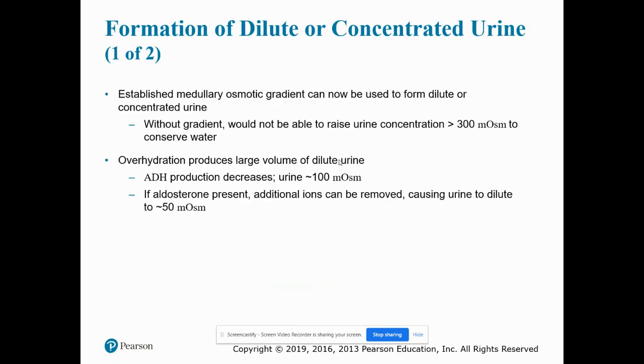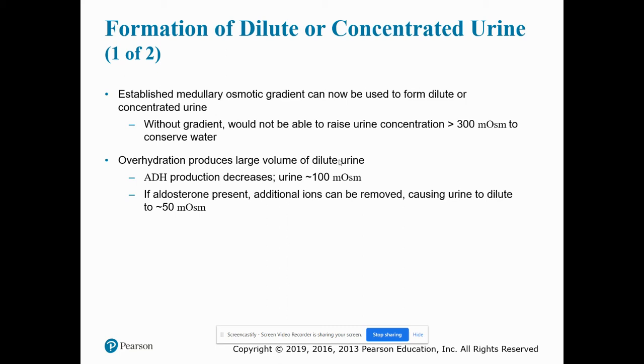So the established medullary osmotic gradient can now be used to form dilute or concentrated urine. Without this gradient, we would not be able to raise our urine concentration above 300 milliosmoles in order to conserve water. So we want to maintain the blood at 300 milliosmoles. And if we're dehydrated, we want to be able to concentrate that urine and pull that water back in so we can conserve that water.